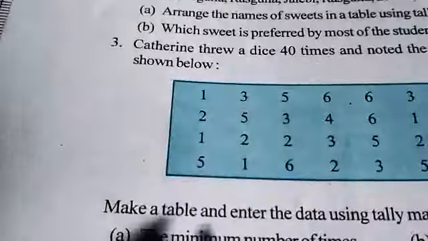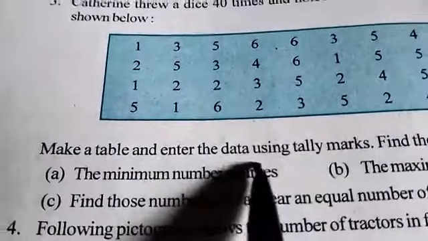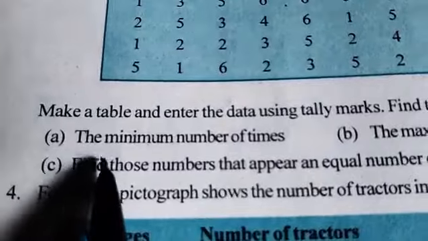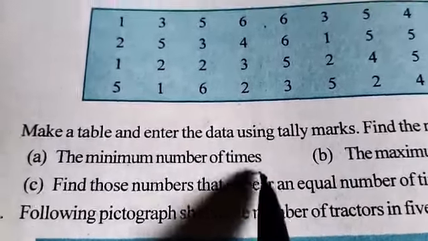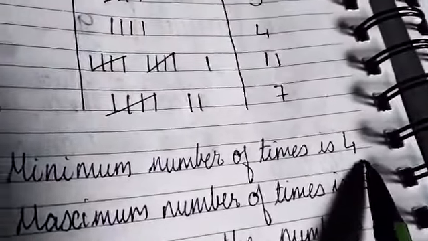And then we have to find the question and answer. Make the table, enter the data using a tally mark, and find out the following. So first we have to make this tally mark and then we have to answer the questions. What are the questions? The minimum number of times. Which number is coming the minimum number of times? See. Out of them, which is the least? Of course, 4. So the minimum number of times is 4.